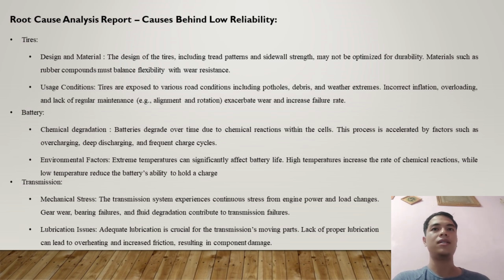For the usage condition, tires are exposed to various road conditions, including potholes, debris, and weather extremes. Incorrect inflation, overloading, and lack of regular maintenance exacerbate wear and increase failure rate.